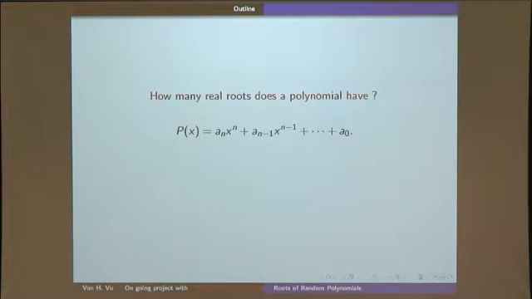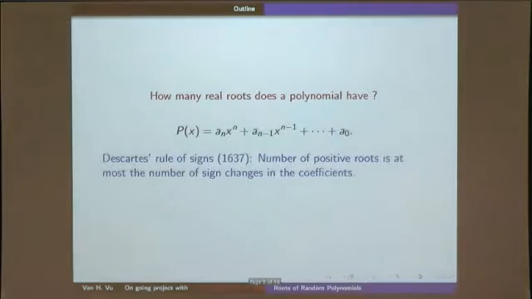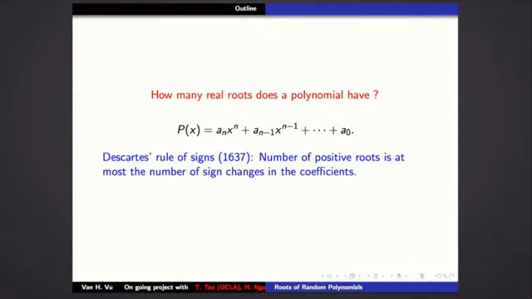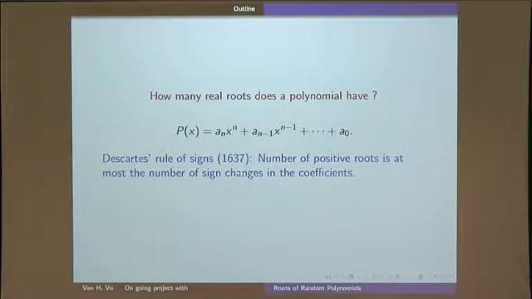We want to know this. And there are a lot of things. For instance, in high school, many of us learned Descartes' rule of signs, from 400 years ago. If you look at the number of sign changes in the coefficients, so how many times it switched from negative to positive or vice versa, then that is an upper bound on the number of positive roots. And you can use a similar trick for the number of negative roots as well.